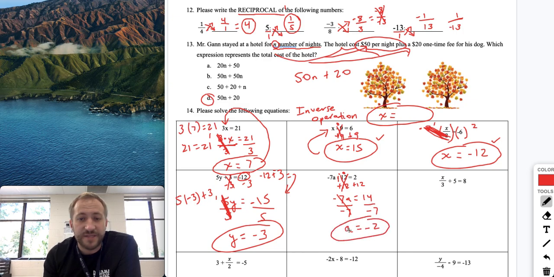One thing that I saw some kids do, they had something similar on their quiz, and they would try to divide by positive 7. They thought they had to change the sign of that number. This is not a positive 12. This is not a negative 3. These are operations. This is adding 12.